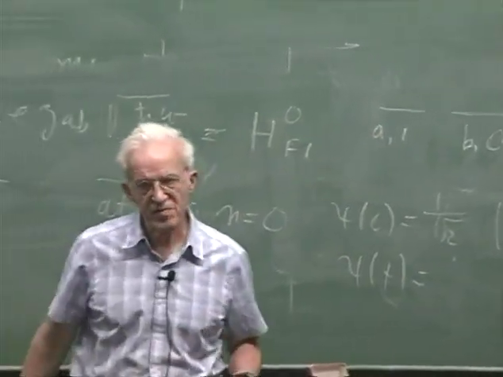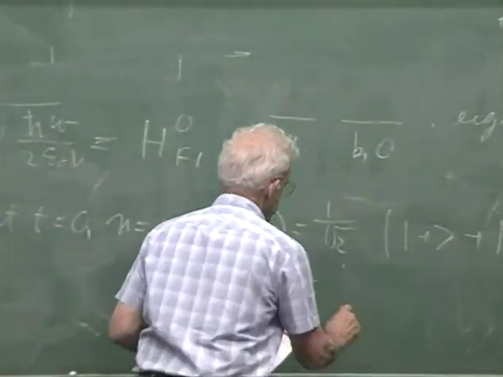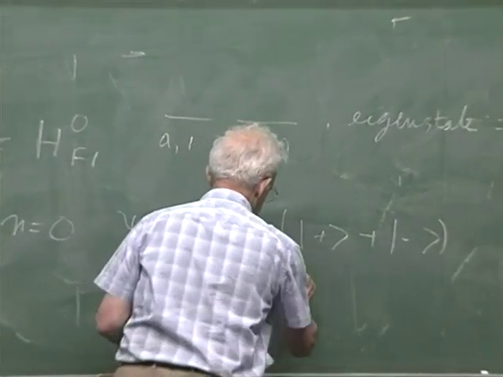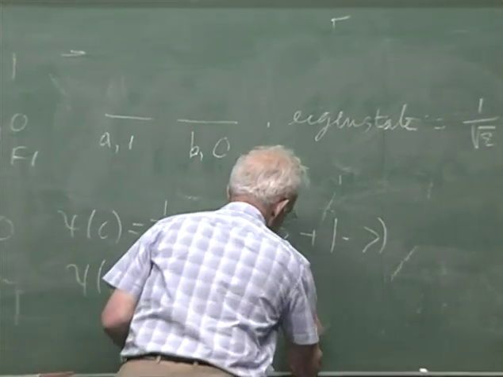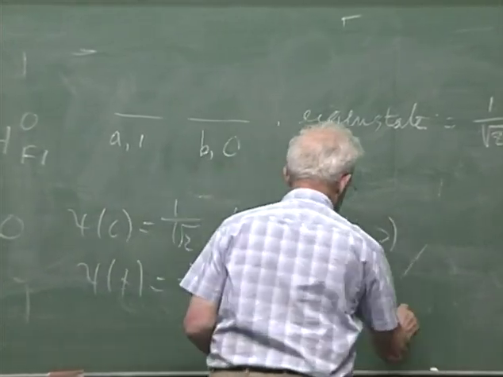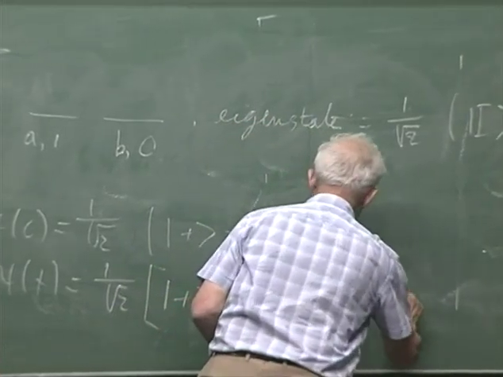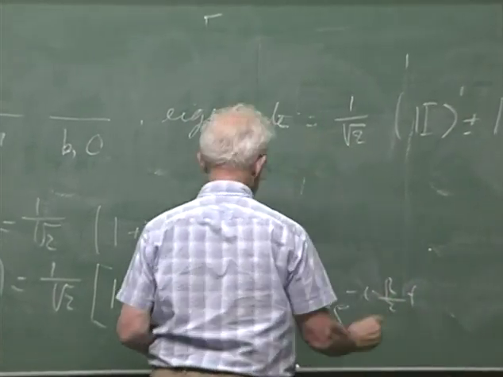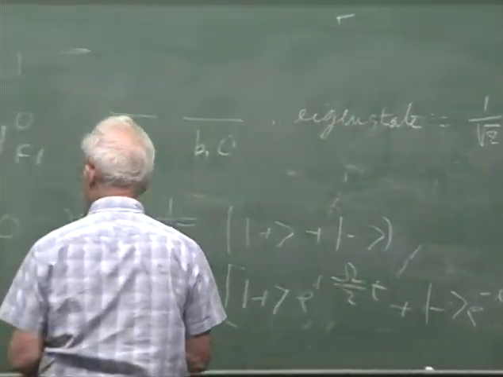These are going to evolve because they're split by the interaction Hamiltonian. So it's going to be equal to 1 over the square root of 2 times the plus state times e to the i omega over 2 t, and I'll define that omega in a minute, plus the minus state times e to the minus i omega over 2 t. Okay. So the system's going to oscillate back and forth.